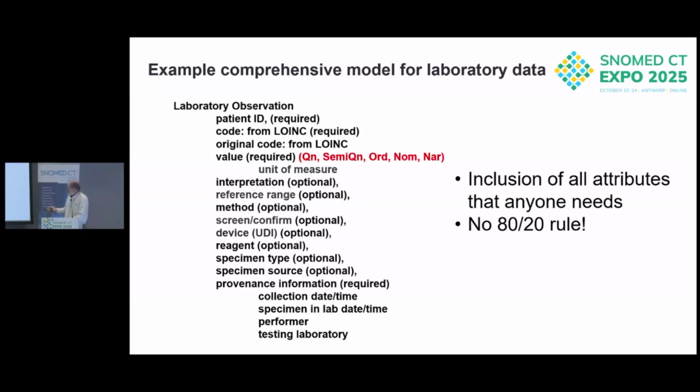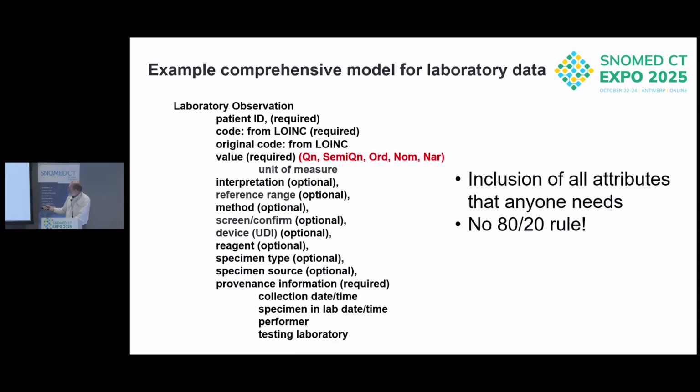But one thing about this kind of information modeling is it's not an 80-20 rule. What you do is you put everything in here that somebody might use, but then what happens is we're going to specialize this so that the people who don't need that information aren't burdened by those attributes.